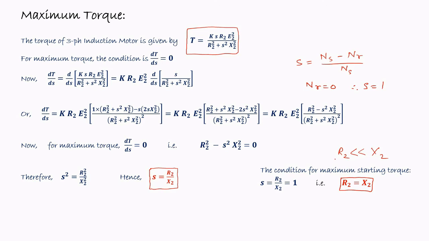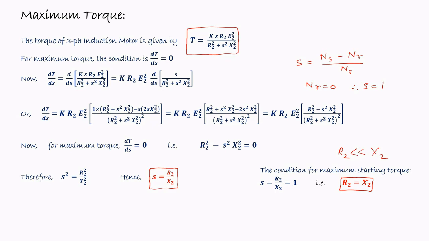Whereas in case of a slip ring induction motor, we can add some external resistance to the rotor circuit so that R2 can be equal to X2. So in case of a slip ring induction motor, by adding external resistance, we can achieve the maximum starting torque. And when the rotor achieves some speed, then these external resistances are disconnected from the circuit. That we have already discussed during the operating principle.